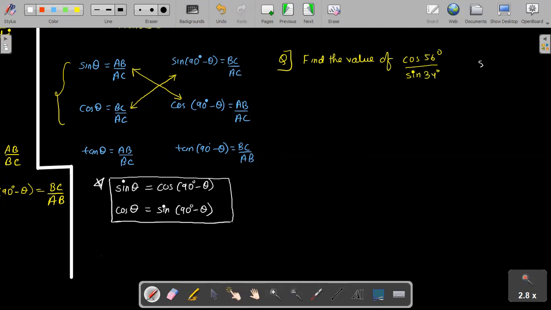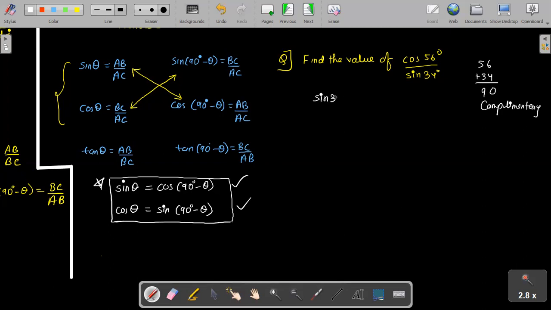56 and 34, do they add up to 90? Yes, ma'am. If it is coming 90 degree, that means they are complementary. Complementary means when we add two angles, the total should be 90 degree. Since it is a complementary angle, we can use this formula. How are we going to use this? Let us do this first.